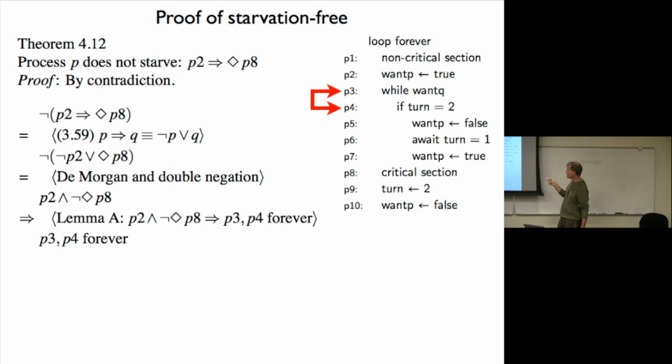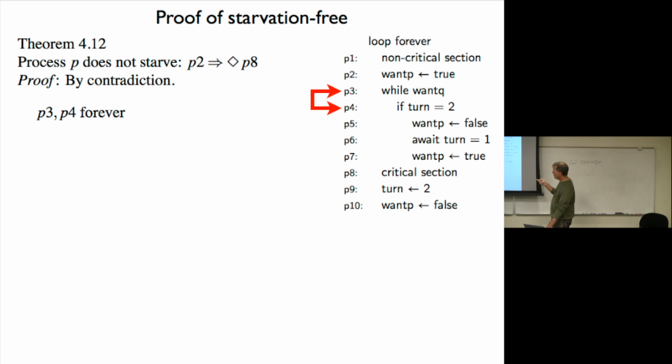So just think of that as just spinning around here, want Q being true and turn equals 2 being false. So we don't do this. We just spin right here in P3. This is kind of like the key idea of proving starvation freedom with Dekker's algorithm. It's this P3, P4 forever.